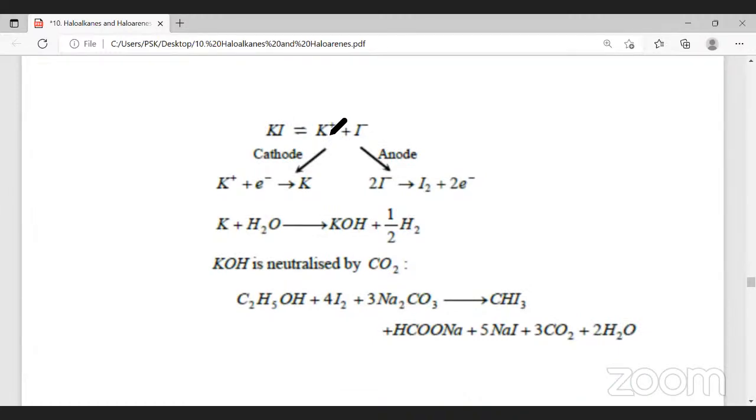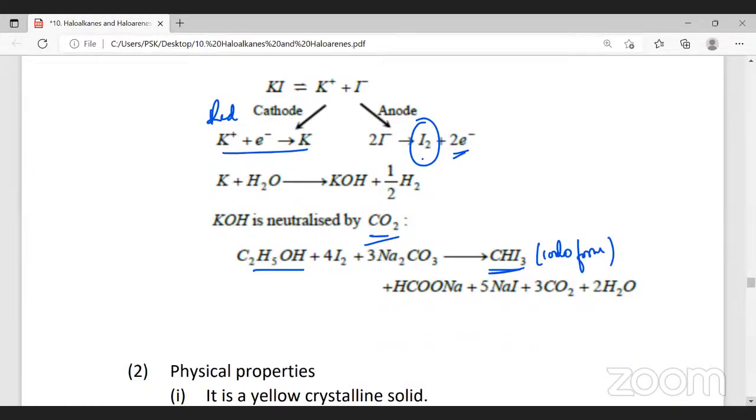KI gives you K+ and I-. At the cathode, reduction takes place. We have learned redox reactions in detail. At the cathode, K+ undergoes reduction to form K. At the anode, iodide loses electrons to form what? I2. This is the reaction. And this KOH is neutralized by carbon dioxide, because KOH is a base. The iodine which is liberated reacts with ethanol to form iodoform. This is how iodoform is prepared by electrolysis of ethanol, potassium iodide, and potassium hydroxide.